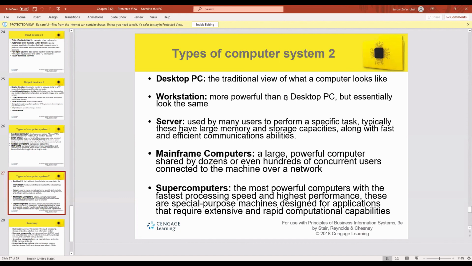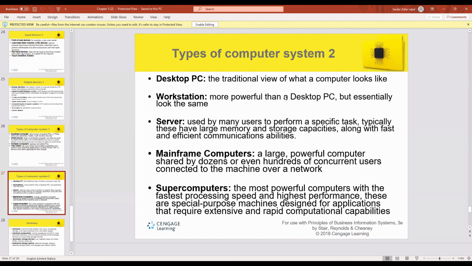Okay. So mainframe, more powerful. A large, powerful computer shared by dozens or even hundreds of concurrent users connected to the machine over a network. Usually big organizations use these when they have a complex structure of work. They have complex problems, so they use these kinds of computers. It is more powerful than servers.